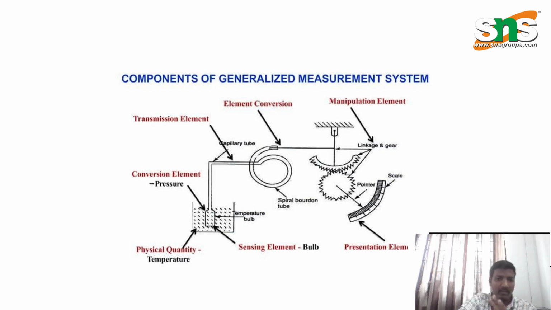Here our sensing element is the temperature bulb, which touches the water to know the temperature value. Our conversion element is the pressure, and our transmission element is the capillary tube. The single line is joined with the linkage gears, the linkage gears are joined with the knob, and the pointer is joined with the scale. By using these processes, we can easily measure the values.